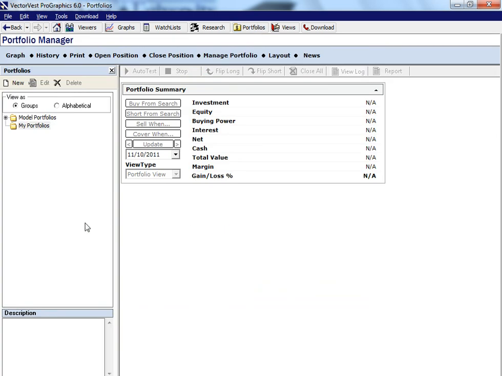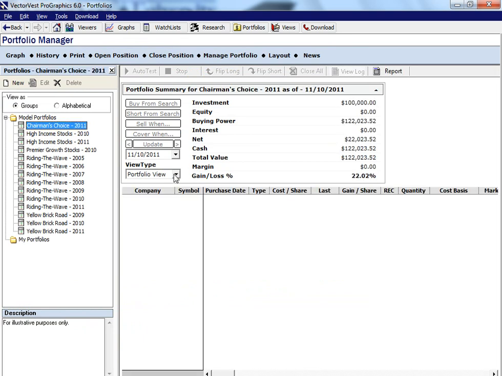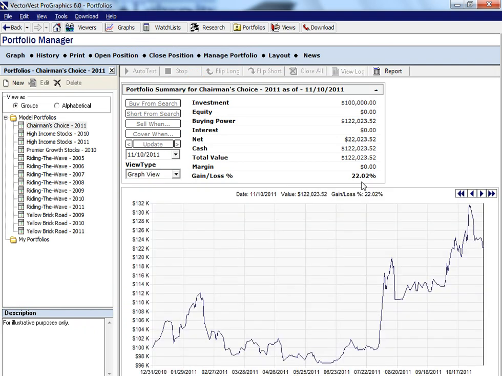Here in the Portfolio Manager, we have two portfolio groups. The Model Portfolio Group, if I click on the little plus symbol, these are all the portfolios we've run since 2005, our current ones. Chairman's Choice, it's currently up 22%. And here's the equity curve. There's our current status, 22%. And about the middle of the graph forward, this is our performance since that May time frame.